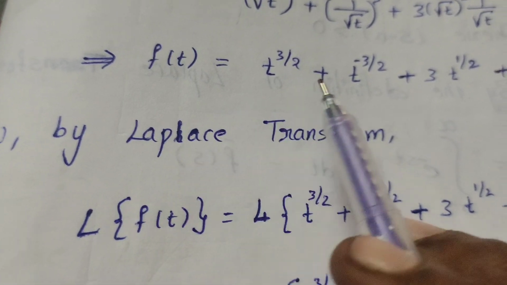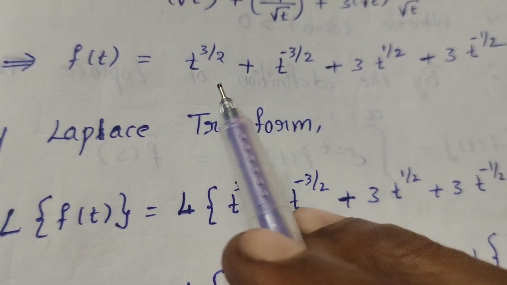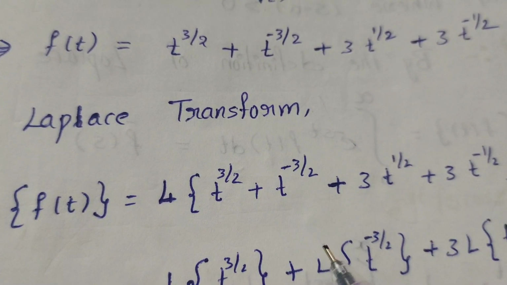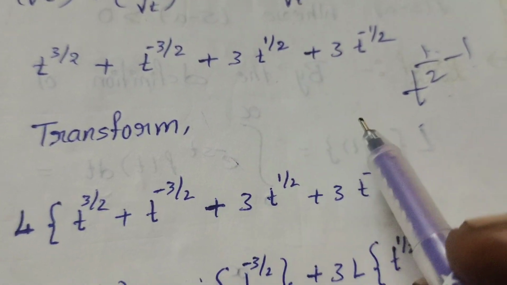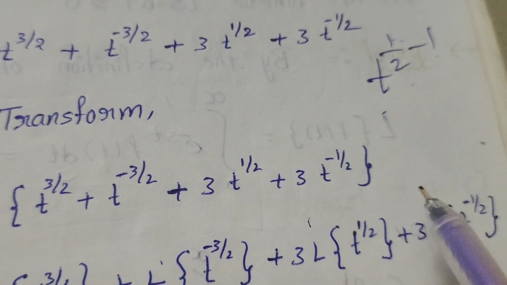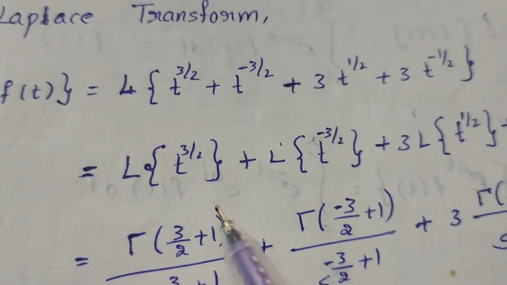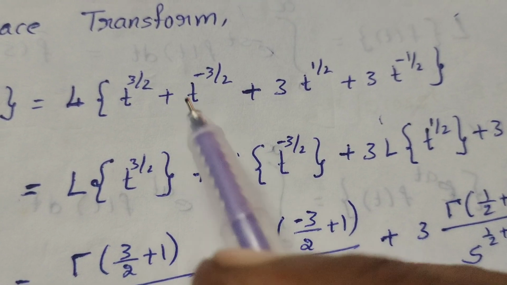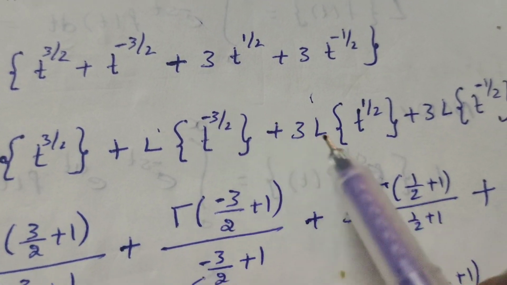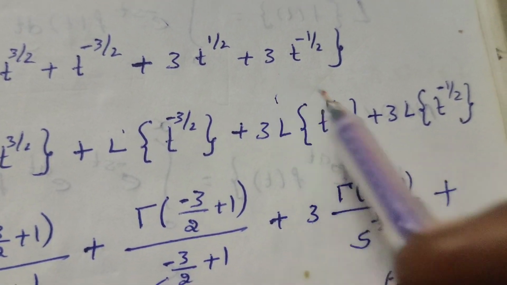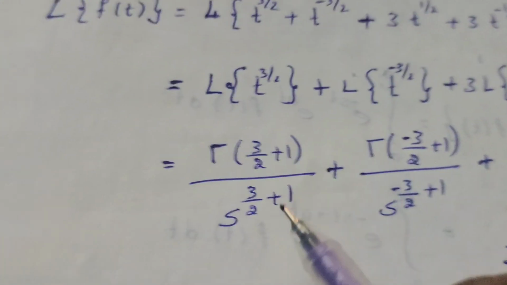Now write the Laplace transform of f(t) equals the Laplace transform of t^(3/2) + t^(-3/2) + 3t^(1/2) + 3t^(-1/2). That is, the Laplace transform of t^(3/2) plus the Laplace transform of t^(-3/2) plus 3 into the Laplace transform of t^(1/2) plus 3 into the Laplace transform of t^(-1/2).